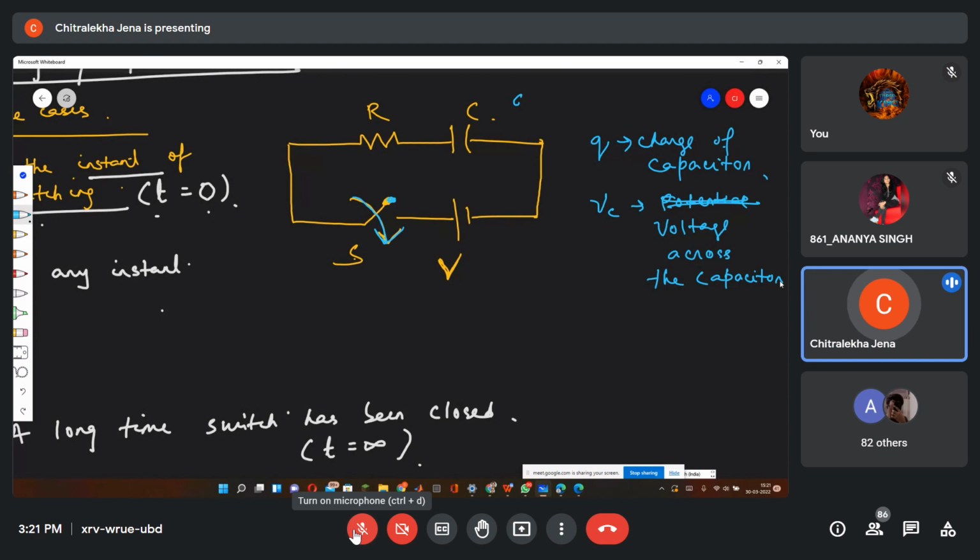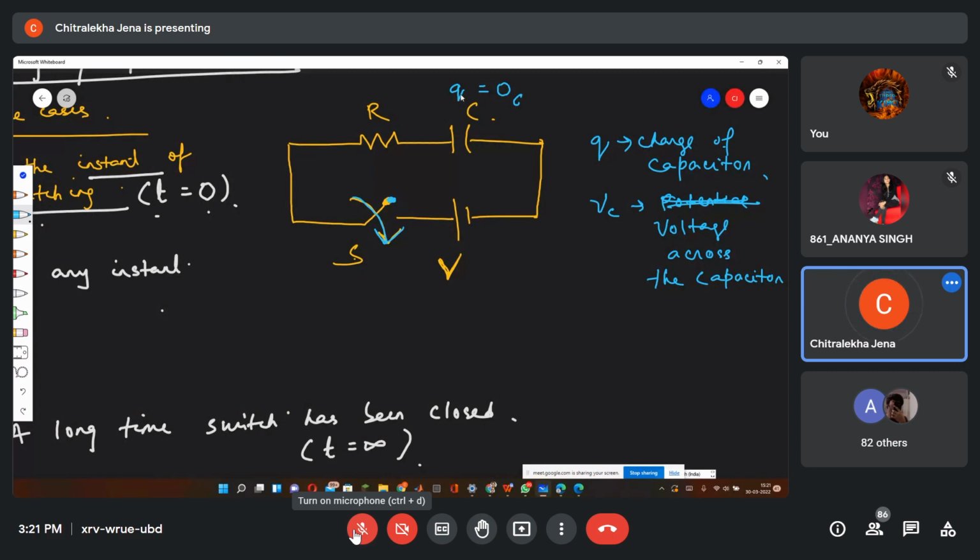Vc is the voltage across the capacitor. Q is the charge of the capacitor. Now, listen to my question first. Initially Q is equal to 0. There is no initial charge on the capacitor. What is the potential difference across the capacitor?